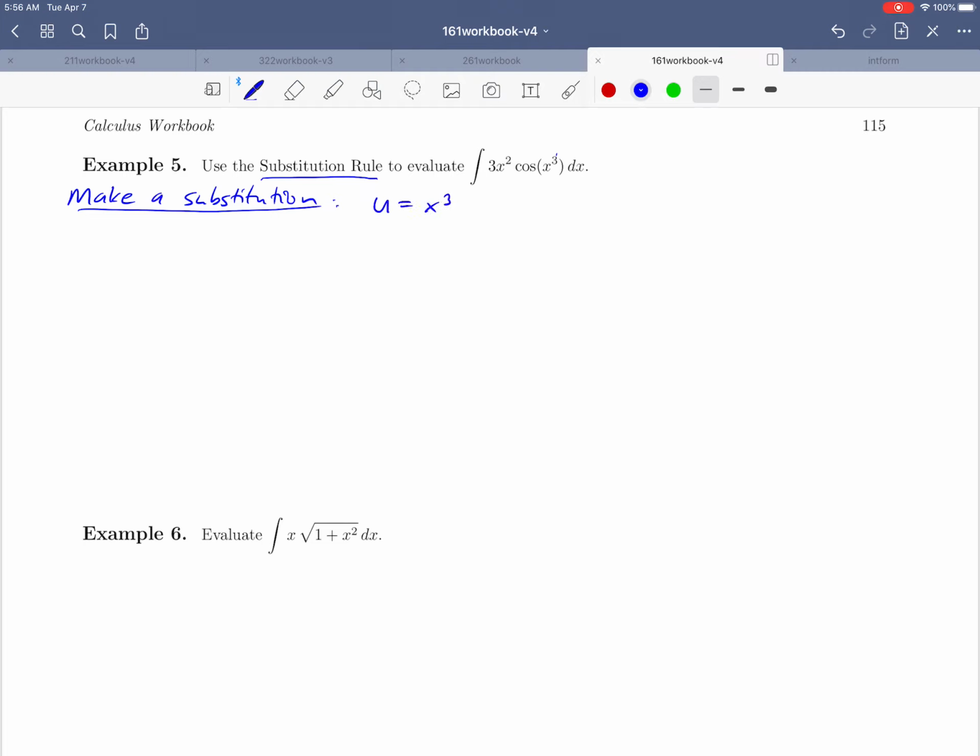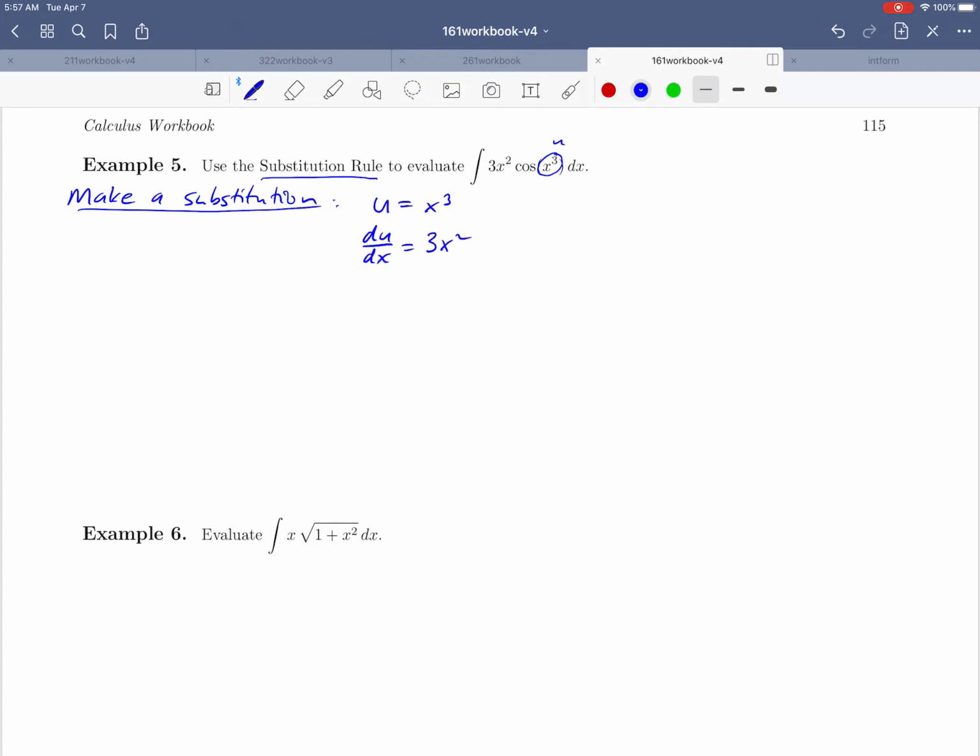Notice that u is just the inside of our cosine function. You might recognize that as the same kind of choice for u you might make if you were doing a derivative using a chain rule. After we make that substitution, here's the first thing we're going to do. We're going to take the derivative of that u, du dx. The derivative of x cubed using the power rule is just 3x squared.